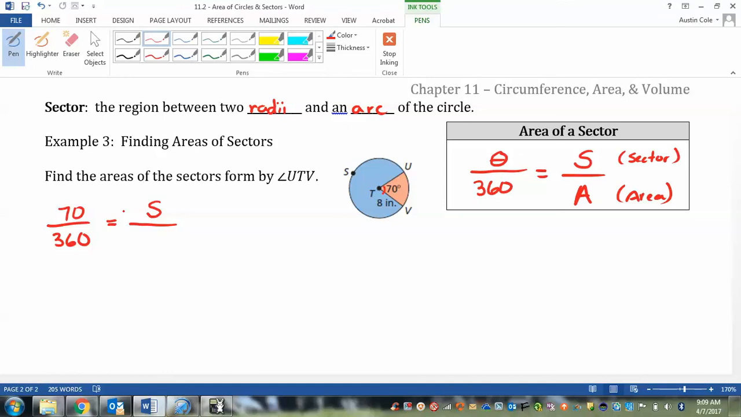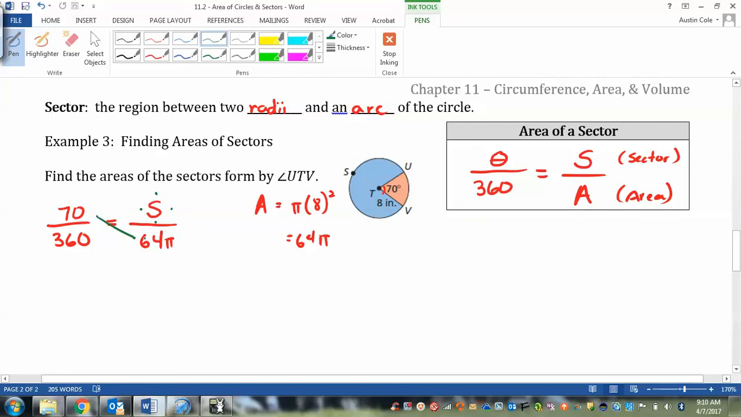Is that 8? Is that 8 pi? 16 pi. It's 64 pi. So I need to find the area, which is pi times the radius, which is 8 squared. 8 squared is 64 pi. So the area of the circle is 64 pi. Again, set up a proportion. Here's my missing value. Go across from it, multiply diagonally, hit enter, divide horizontally.